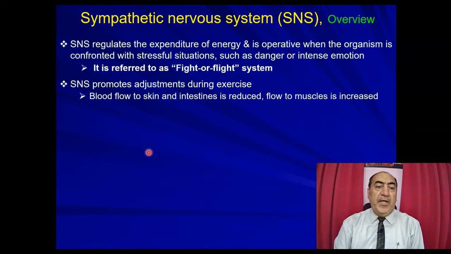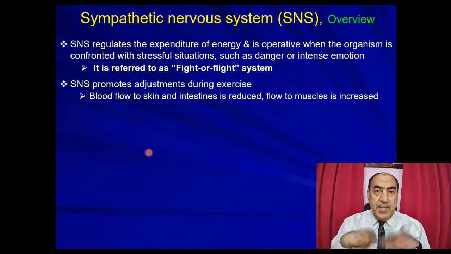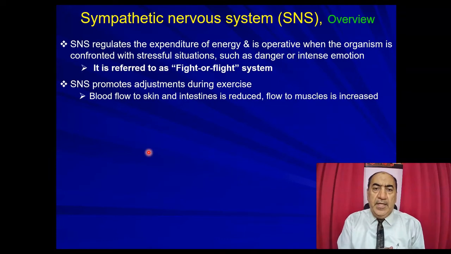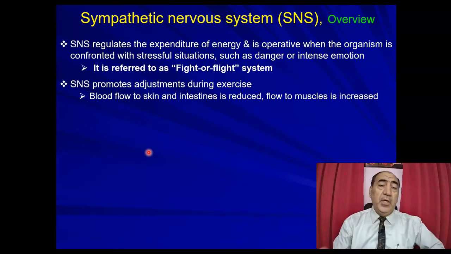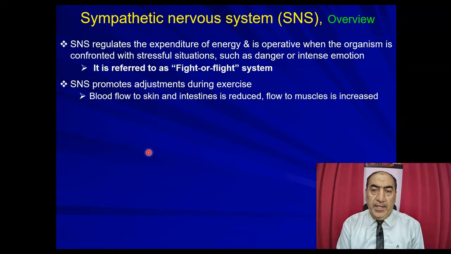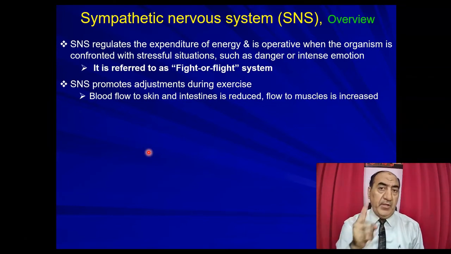Then the sympathetic nervous system, okay, remember, sympathetic comes from sympathy, okay, there is emotion here, there is stress, okay. This system regulates expenditure of energy and is operative when the organism is confronted with a stressful situation. When you are under stress, okay, danger or intense emotion, a death of a relative or beloved person, whatever, any intense emotion, okay, it's referred to as fight or flight. Very important key for the sympathetic nervous system.